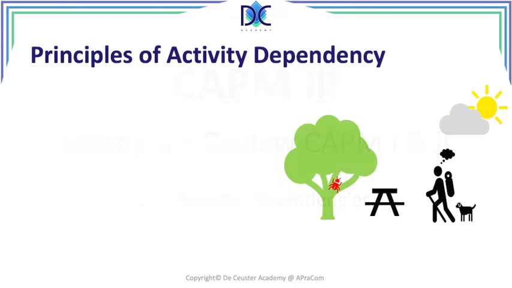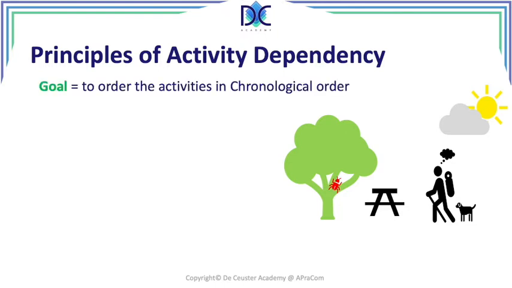Let's have a look at the principles of activity dependency. What we want to do is to order the activities in a chronological order. In the WBS, we find the different activities in a hierarchical and logical order. Now we want to organize them because we have to know how we can go from activity to activity.